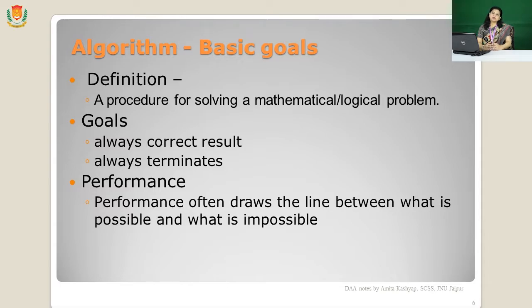So we have to write an algorithm in a way that it generates the correct output and it is able to stop somewhere. And then the performance issue. Sometimes what can be done and what cannot be done depends on the available resources. These resources and computational power decide the performance of the algorithm. So whenever we are designing the algorithm, we should be aware of what kind of resources we have, how much memory we have, and how fast processing is required. All these parameters we consider when we design the algorithm.